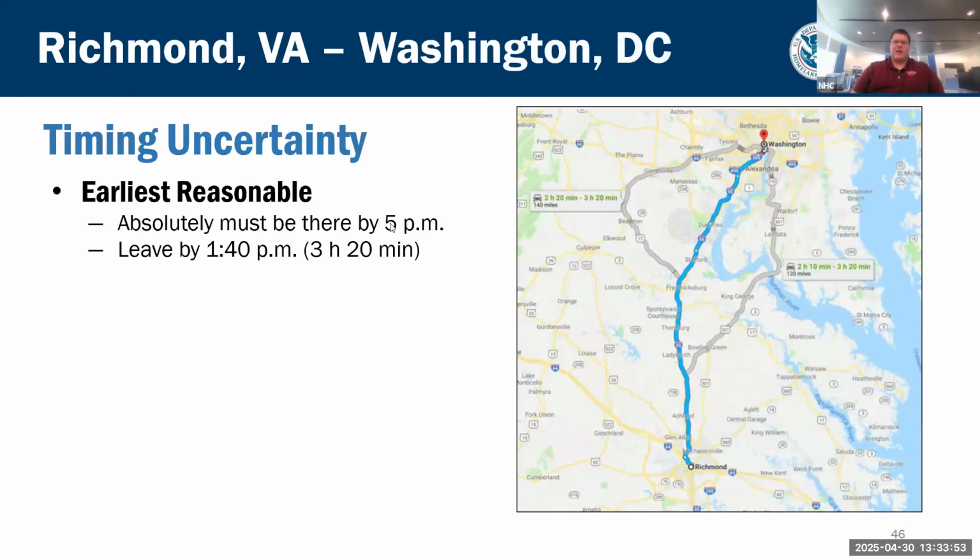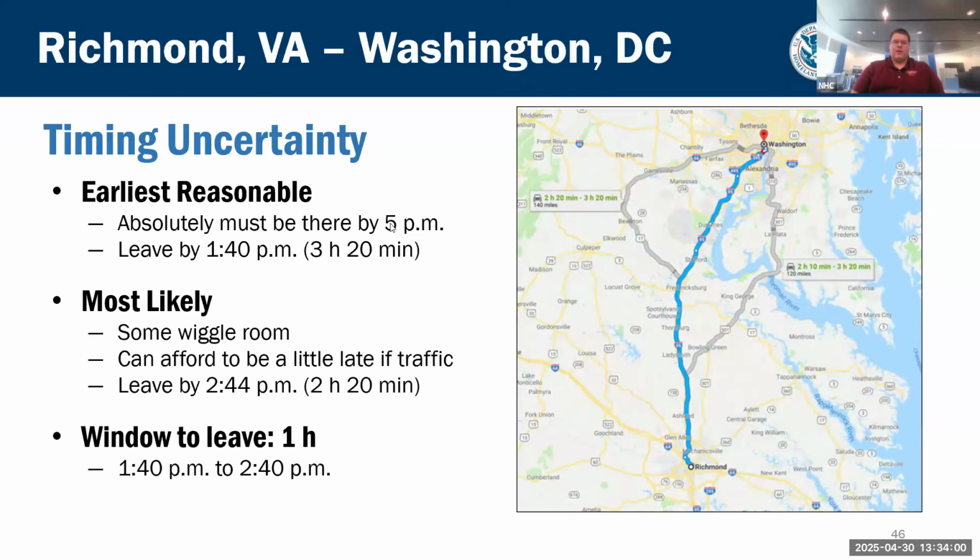And just another similar example, Richmond to DC traffic. Do I have any kind of wiggle room? Say I need to be there absolutely by 5 p.m. because I have a meeting with executives at FEMA. I can't be later than 5. Or, it's not that important of a meeting. I'll leave a little wiggle room. There's a little traffic in DC. I can be a little late. I need to leave at this certain time.